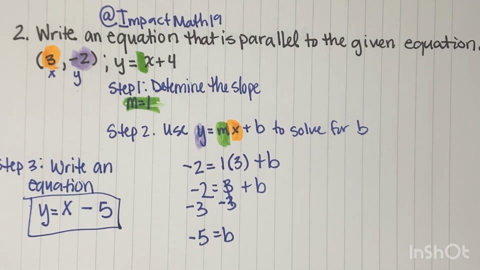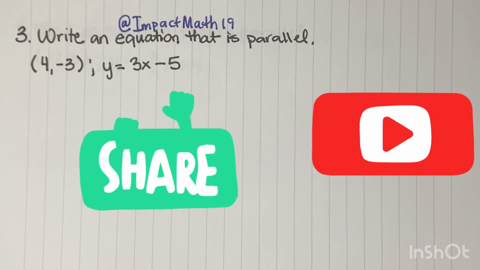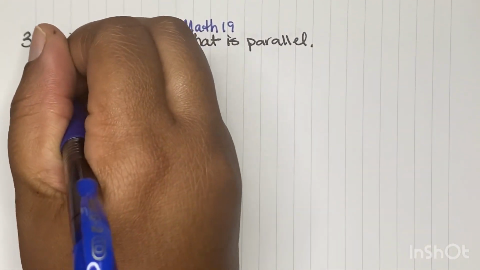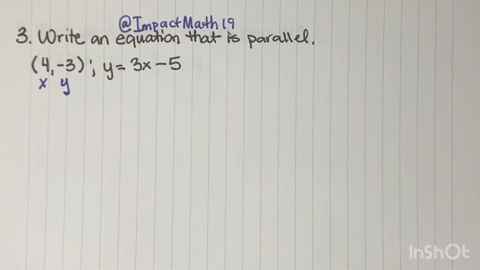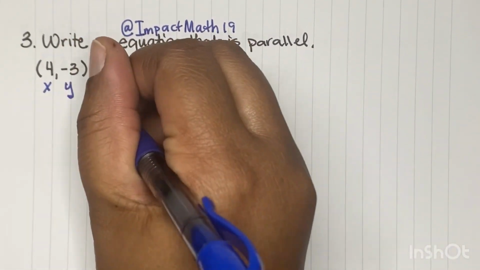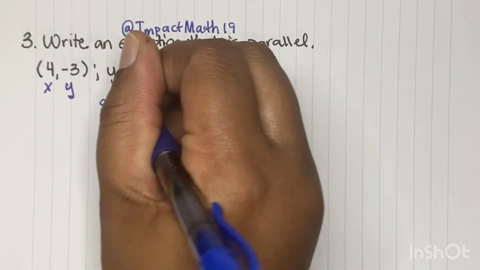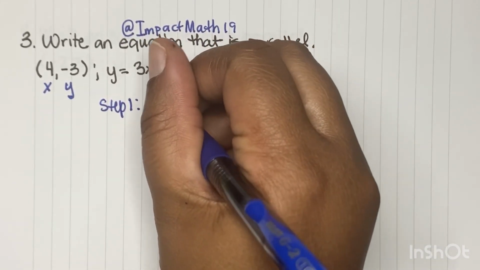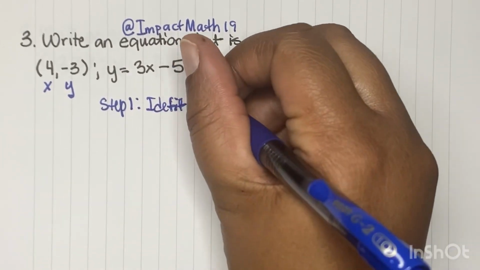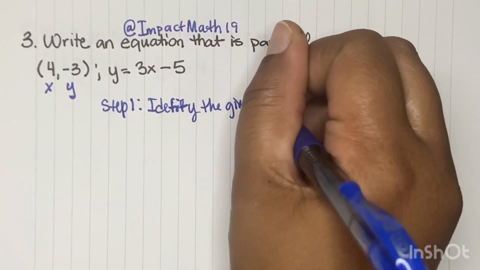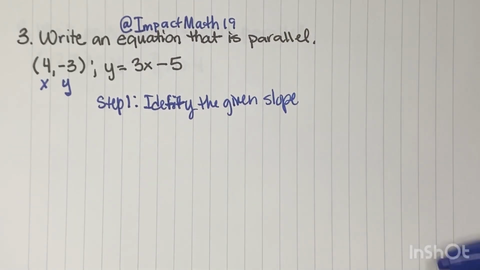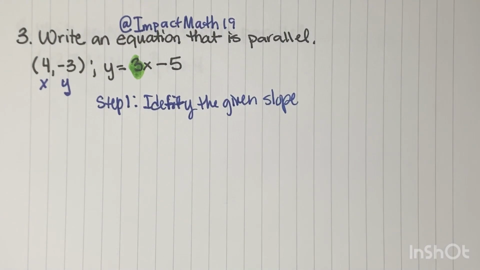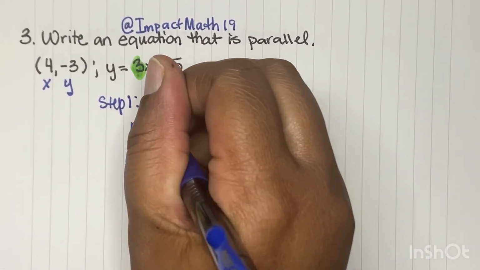Okay, number 3. Write an equation that is parallel. All right, so you're given that point, x, y. And if we're writing an equation, remember your first step, step one, hopefully it's ringing in your head, identify the given slope, okay? So the slope that's given to us is this positive 3 here. So we're going to say m equals 3.